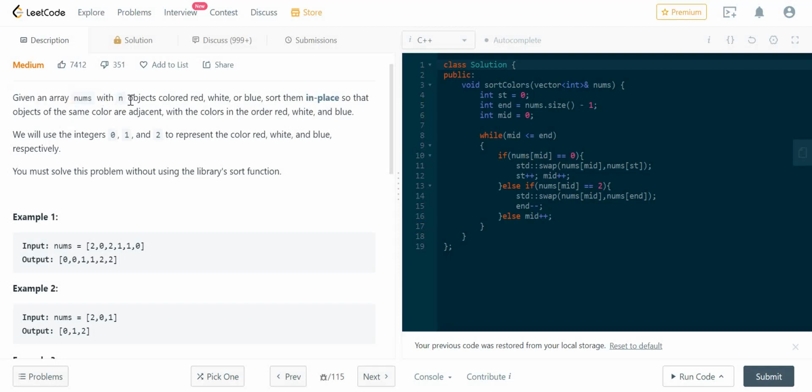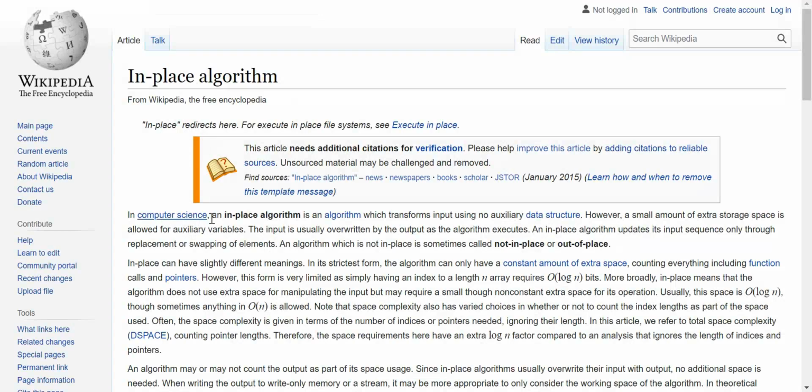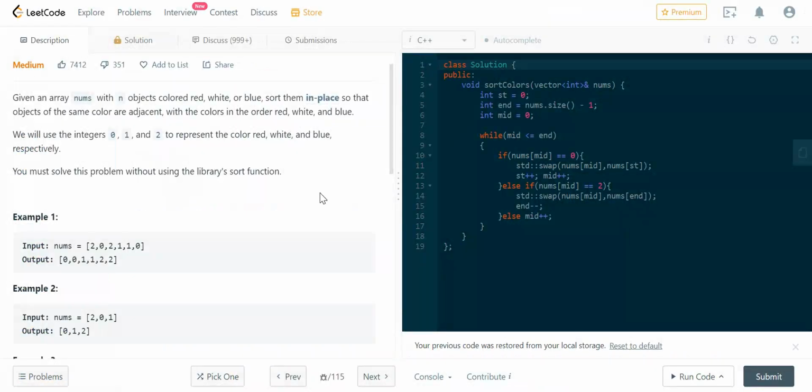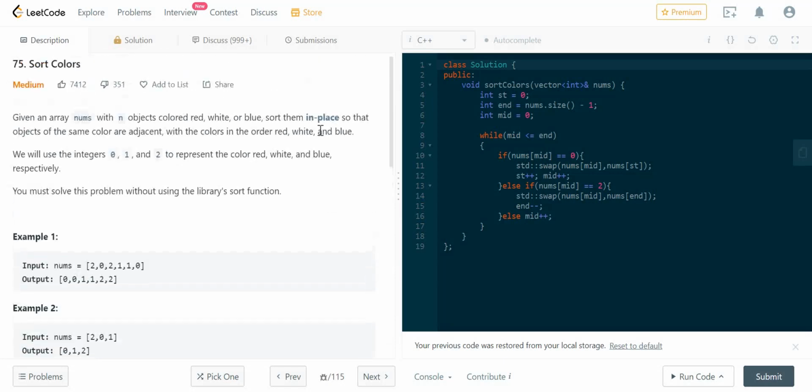Given an array nums of n objects colored red, white, or blue, sort them in place. So they have given us the definition of in place. Let's go through that. In place algorithm transforms with no auxiliary space. Basically, in place means we have to use a constant extra space. We cannot use an array or something proportional to the length of the input; only constant space. So we have to write an in place algorithm. We cannot use extra space.